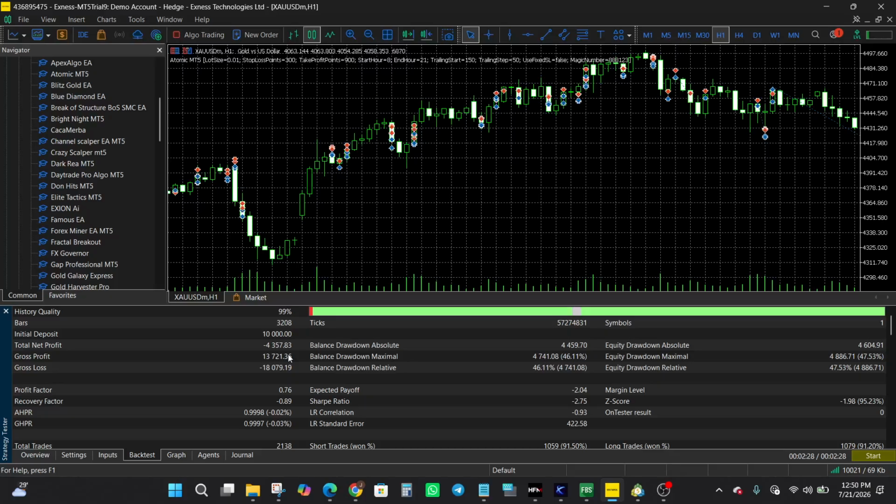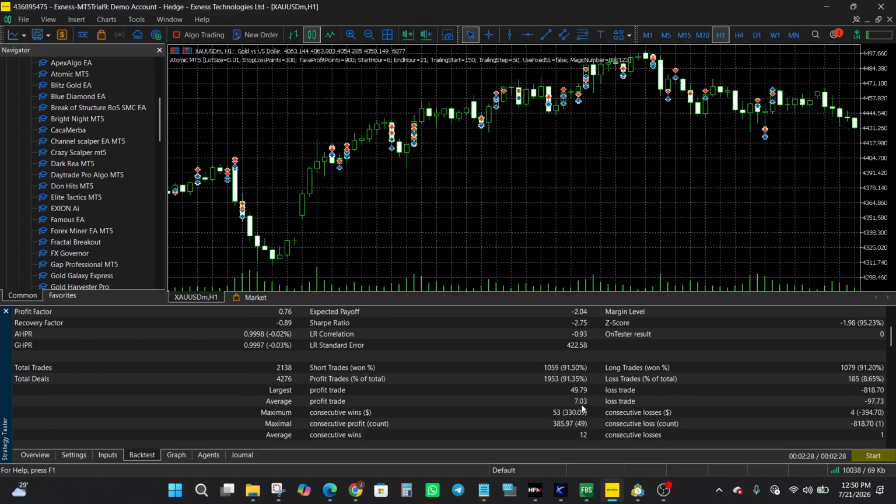The reason becomes clear once you look at the trade sizes. The average winning trade was just $7.03, while the average losing trade was a whole $97.73, nearly 14 times larger than the average profit. And there was a single loss of $818.7, that was the largest losing trade. So this is a case of a high frequency of small wins being outweighed by comparatively rare but much larger losses. That shows up across the other numbers too.